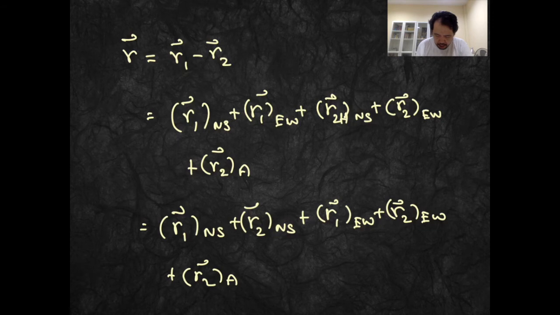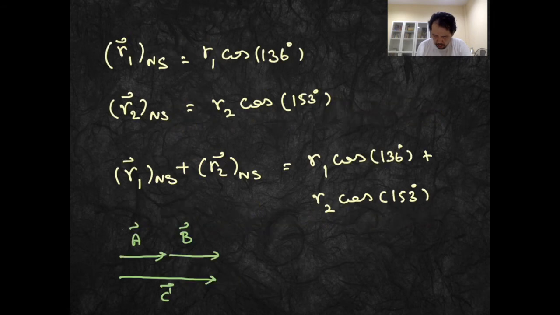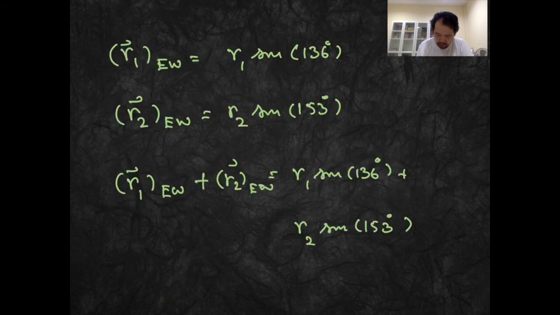So I change this: R2 horizontal, and R2A. Okay. This is R2 horizontal, and this is R2 horizontal. Also, this is R2 horizontal. Okay.